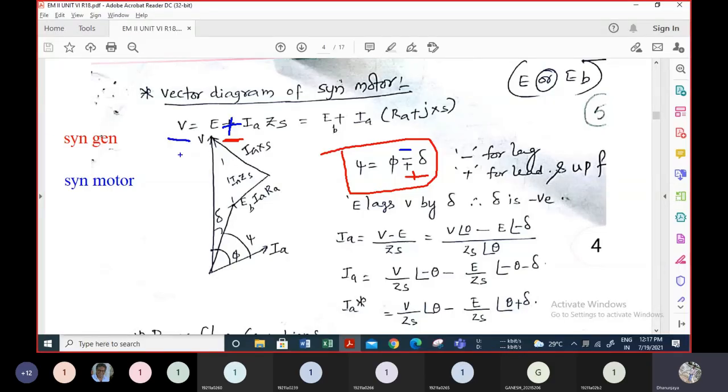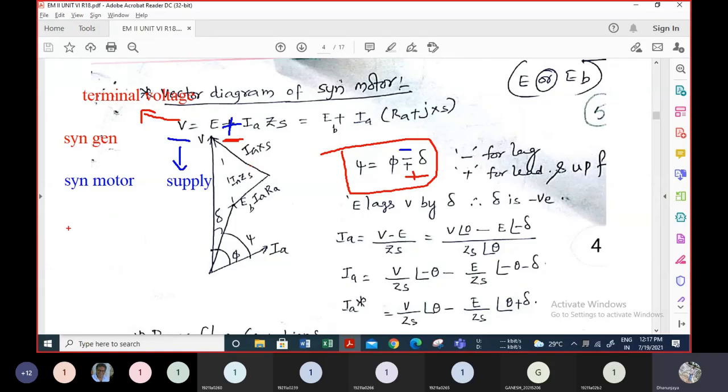In the synchronous motor, what does this V mean? V is equal to the supply. Yes or no? And in the synchronous generator, what is V? Can someone tell me? Terminal voltage. Am I correct or wrong? It is terminal voltage. And E is the generated EMF in the generator and the back EMF in the motor. So the equations will be reversed.